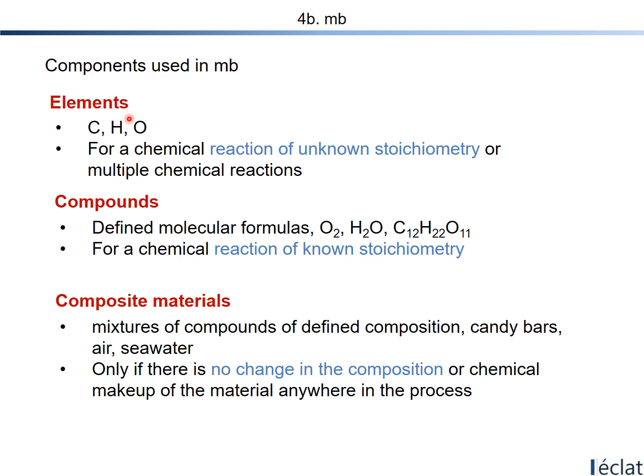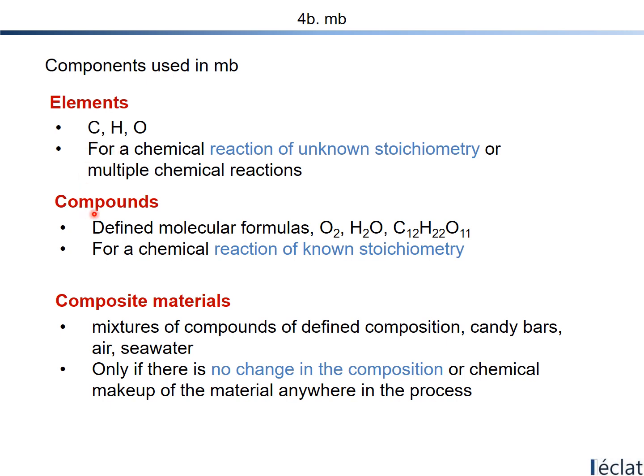The first one is elements, or I can say atoms, like carbon, hydrogen atom, and oxygen atom. These elements could be used as the components for the material balance equation for a chemical reaction of unknown stoichiometry or multiple chemical reactions. Actually, this is the most complicated situation. We don't have very much information. Like we don't know about the stoichiometric coefficients used for the chemical reaction equation, and also we have a lot of chemical reactions. In that case, we use the elements or atoms as the components for the material balance equations.